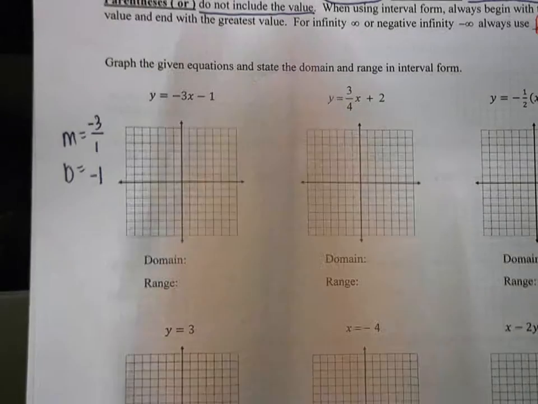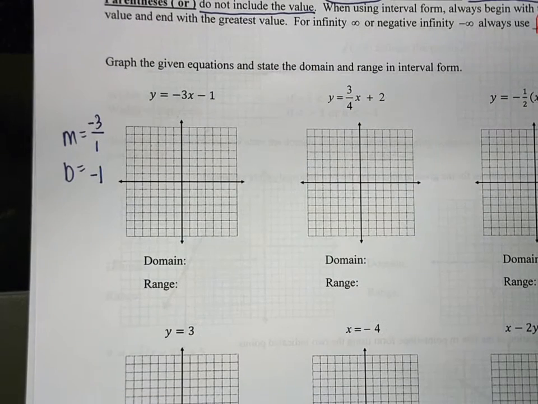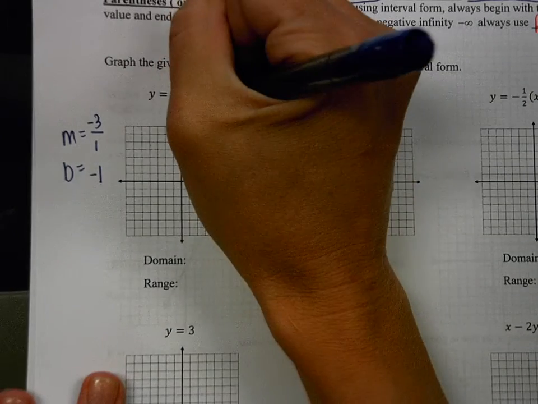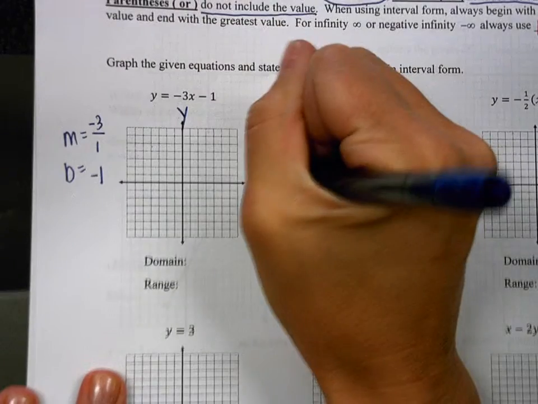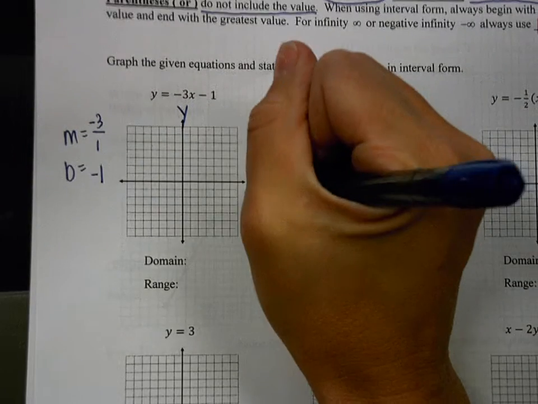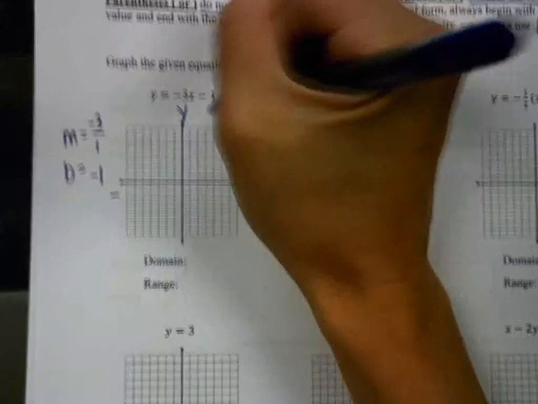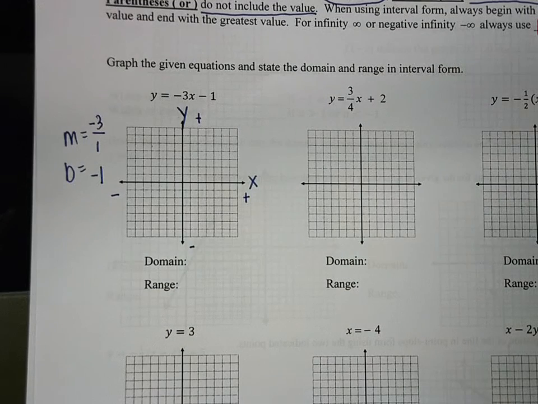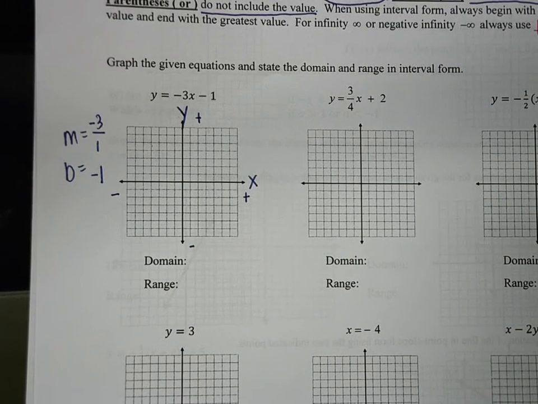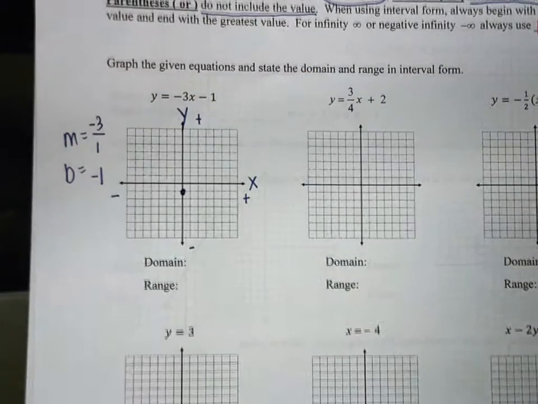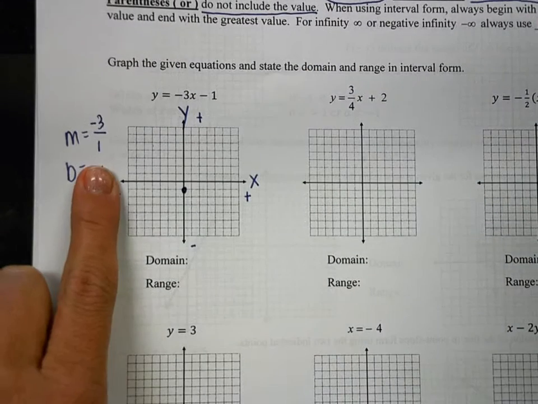Perfect. Okay, when you're graphing, you always plot your y-intercept first. So remember, this is our y-axis, and this is my x-axis. Just in case you've forgotten, going right is positive, left is negative, up is positive, down is negative. So if our y-intercept is -1, we will go where? Perfect, and make a point. From there, our slope is -3/1.